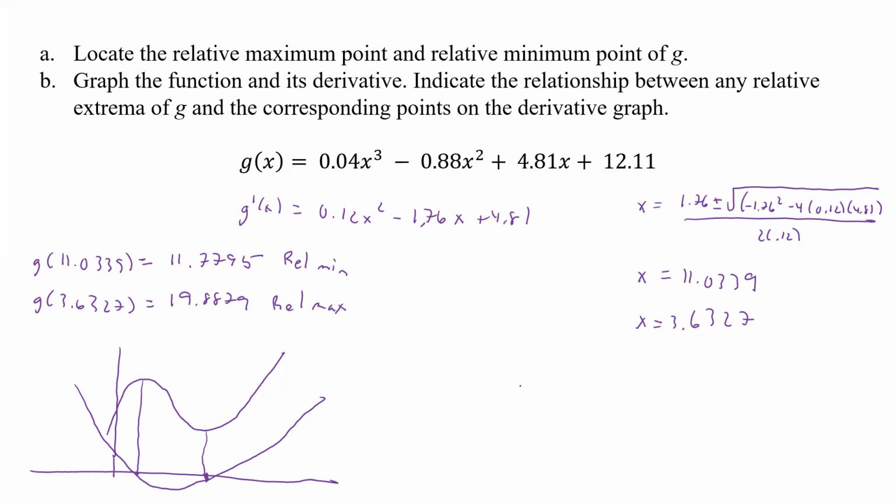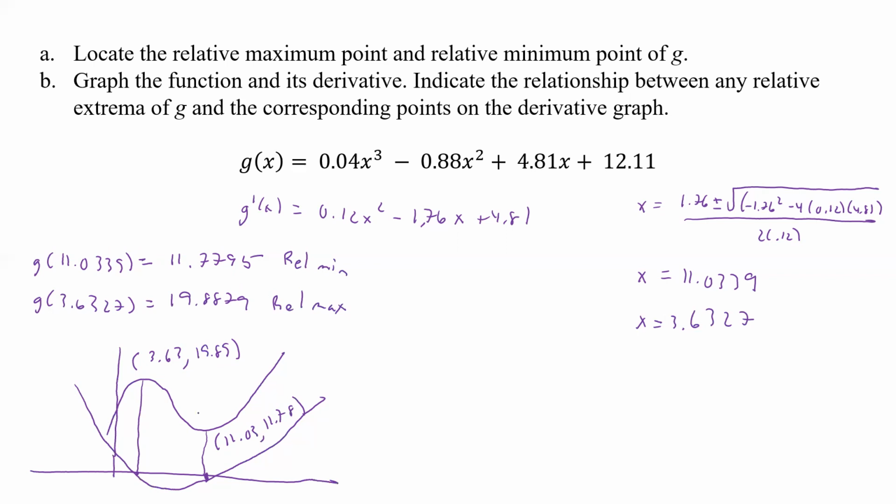Now, do we need to make it a prettier graph? We can plug it into our calculator and see, but that's going to be the point here, the relative max. 3.63, let's just do it to 2 so I can get it to fit in here, 19.89, and so this one's going to be 11.03 comma 11.78. Okay, but with all the decimal places, we have at least 4 of them. If we only are going to put 2, that's what we'd have here.